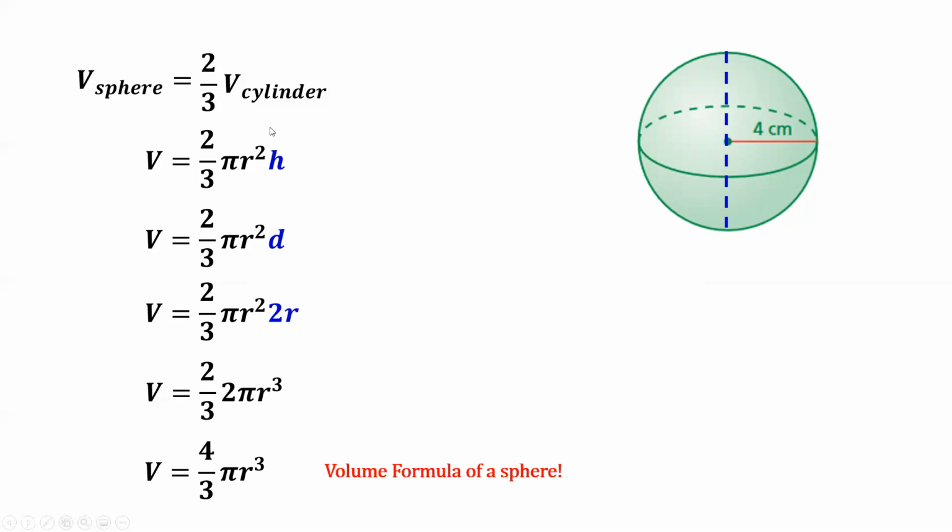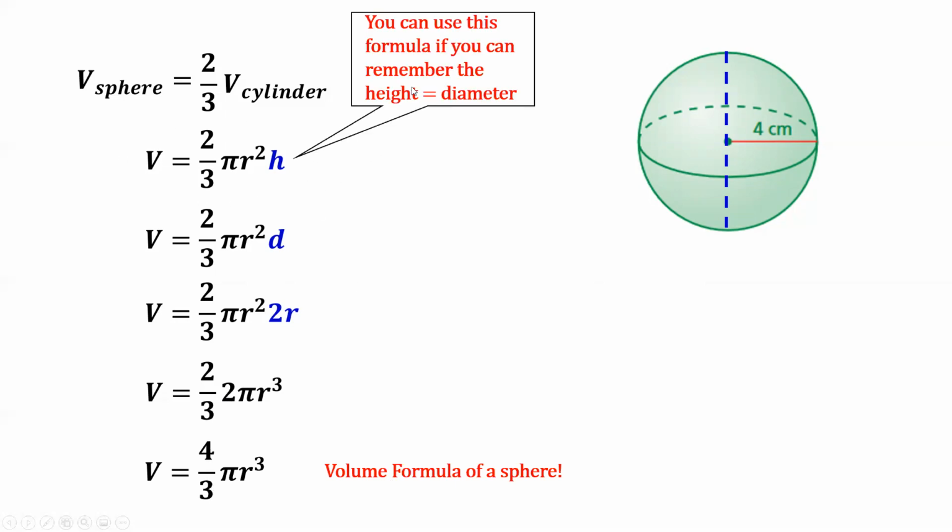In fact, you can also use the formula up here. If you can remember that the height of the sphere is the same thing as the diameter of the sphere, it might be easier for you to use this formula because it's very similar to the other ones. The cylinder was simply pi r squared h. The cone was 1/3 pi r squared h. And now the sphere will be 2/3 pi r squared h. So as long as you remember this part of the formula, you can remember the cone and the sphere rather simply. All you need to do is put a 1/3 or 2/3 in front.